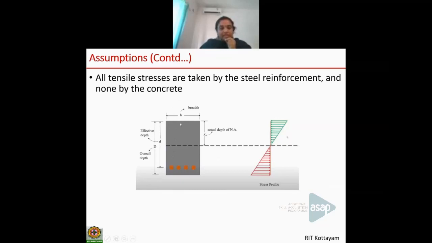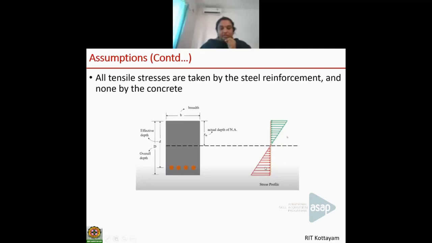This is the steel, and the section has breadth of small b. Capital D is the overall depth. Small d is the effective depth up to the centroid of the steel reinforcement. This is the location of the neutral axis, so this is the depth of the neutral axis.